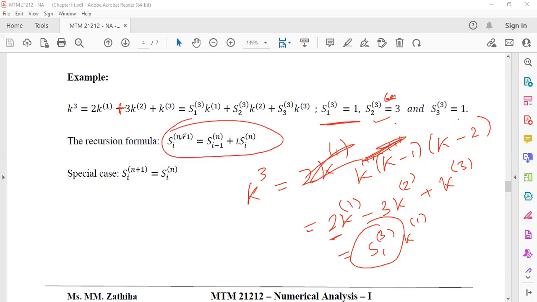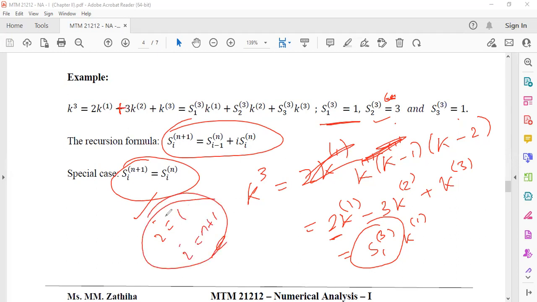So the recursion formula, this one, and the special case is i equal to 1, and i equal to n plus 1, something like that. So we don't have n plus 1, therefore they have put only for i equal to 1. So this will be like this, and the recursion formula will be this. Okay, check the recursion formula also.